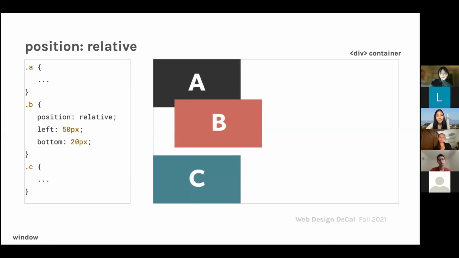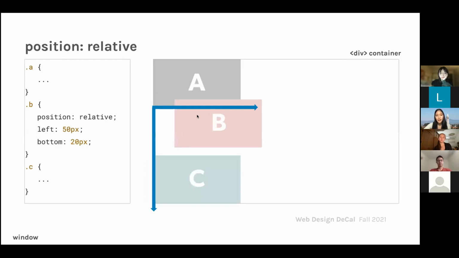Here you can see other directions to move it. So it's still relative, but it's adjusted left and bottom with no right or top value. And the axis stays the same. This was where it would have started if it had 0 for everything, but instead it's pushed 50 from the left and then 20 from the bottom.